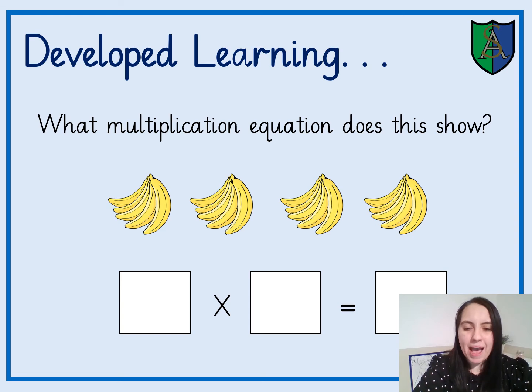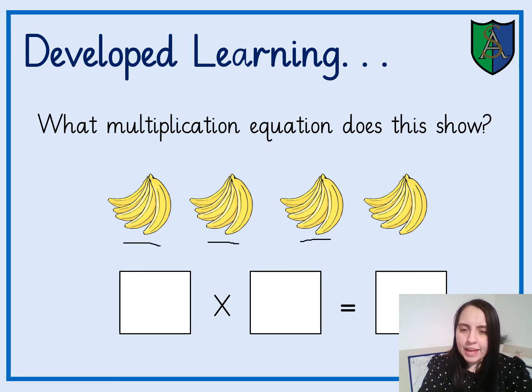Okay, let's get back and develop our learning a little bit further. Here we've got a picture of some bananas. We've got to look at the picture and decide what the equation shows. So the first thing we need to do is count how many groups there are, okay? So there is 1 group here, 1 group there, 1 group there, and one group there. How many groups is that? Well done if you've said 4. So I'm going to go ahead and write the number 4 down here because there are 4 groups.